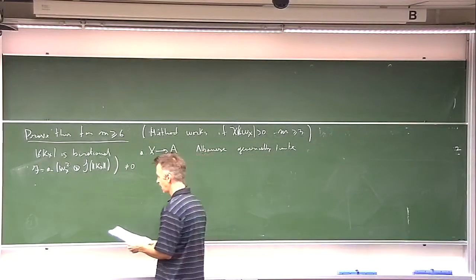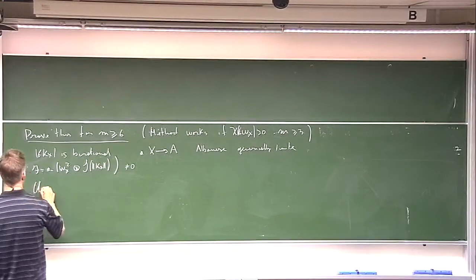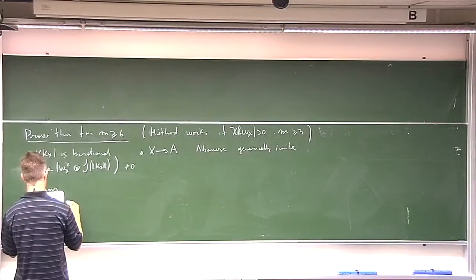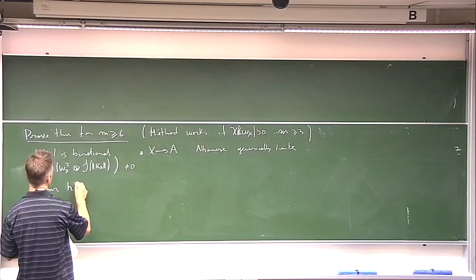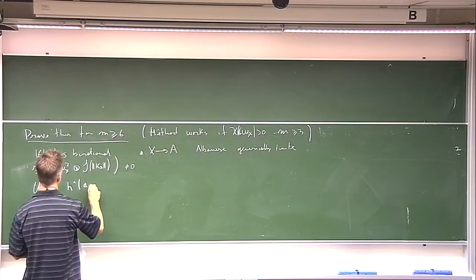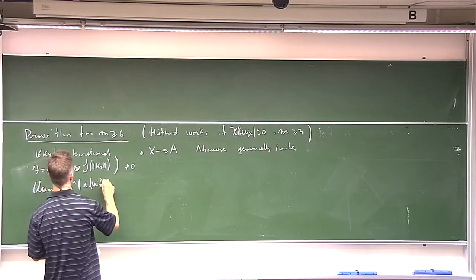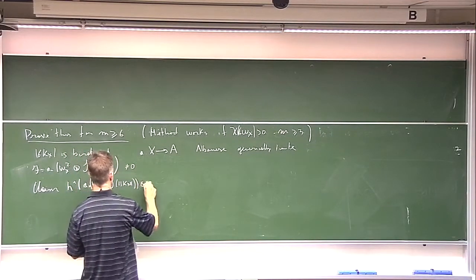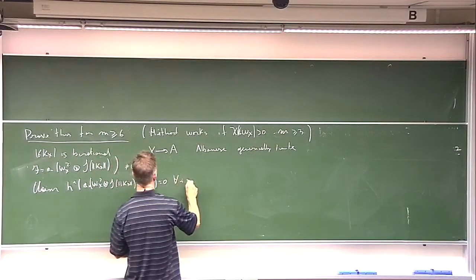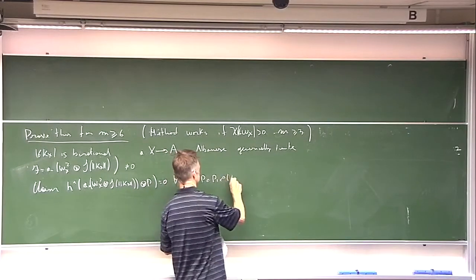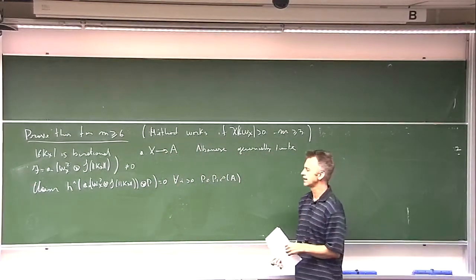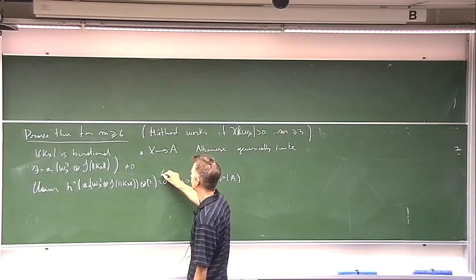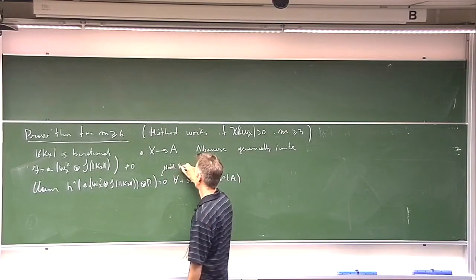OK. So now the next thing I claim, and this I will prove later when I remind you what the definition of the asymptotic multiplier ideal sheaf is, is that H^i of a_* omega_X squared tensor I(||K_X||) tensor P is equal to 0 for every i greater than 0 and P in Pic^0(A). I'll go over the proof, but this is simply Nadel vanishing for asymptotic multiplier ideal sheaves.